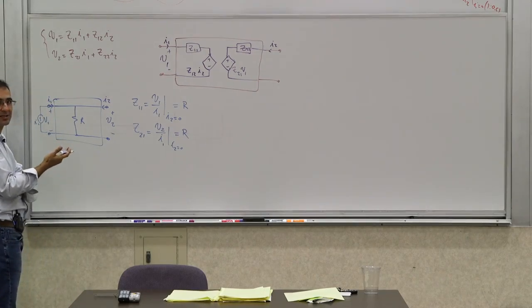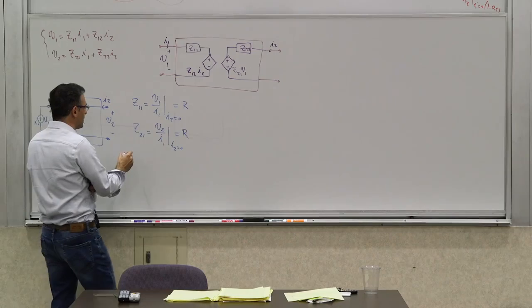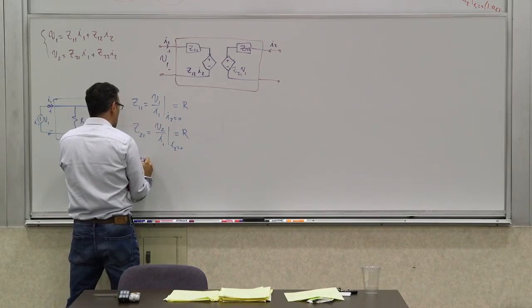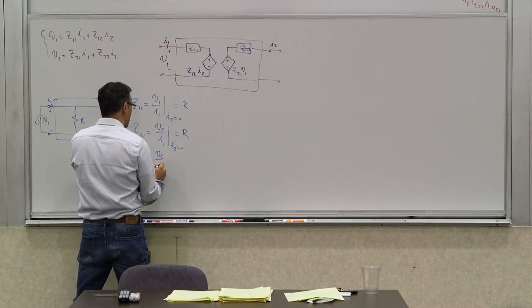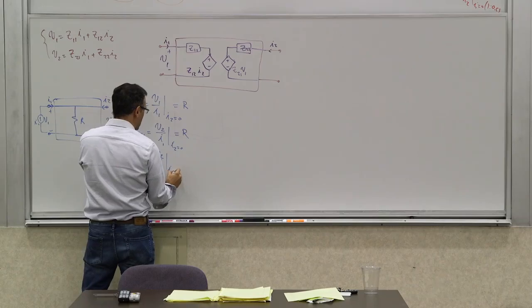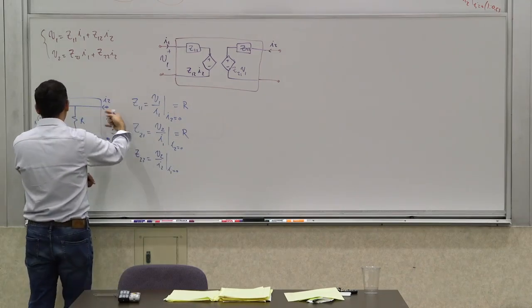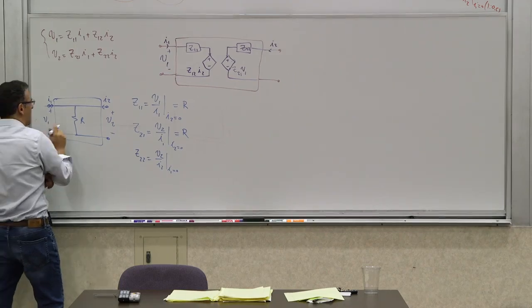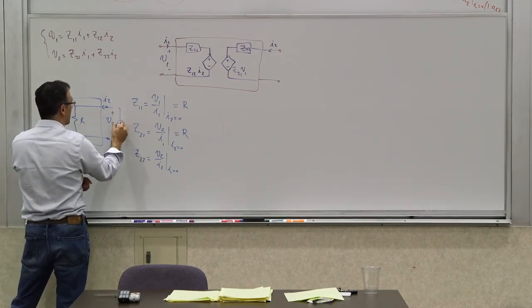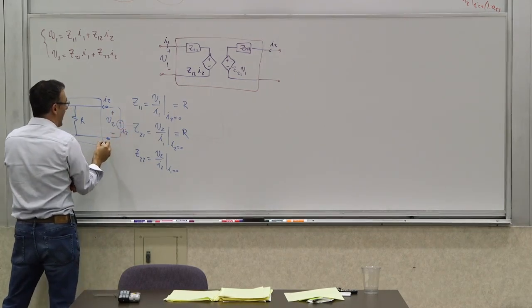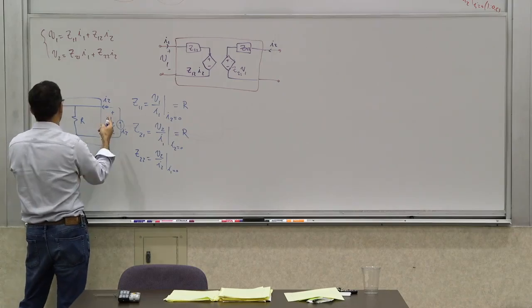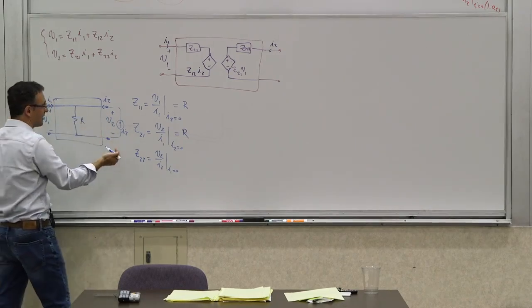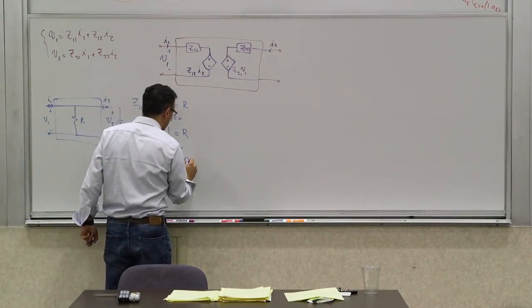And then you can, of course, at this point, probably by symmetry say that the other two are also the same. But to do that very quickly, you can look at Z22, for example, which would be V2 over I2 when I1 is 0. That would be basically you're applying a current source I2 at the output, and first you are measuring the voltage across here, again when this one is open circuited, which gives you the resistor.